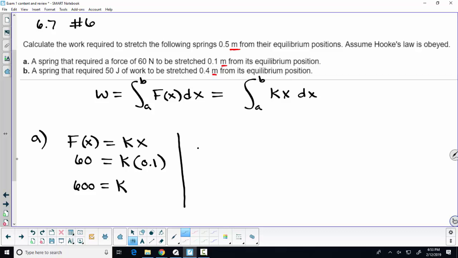So the work done here then is the integral from where to where? 0 to 0.5, right. The work required to stretch a spring 0.5 meters. So that's this with this. It's kind of worded weird. We just want to find the work on this spring that has these certain properties.